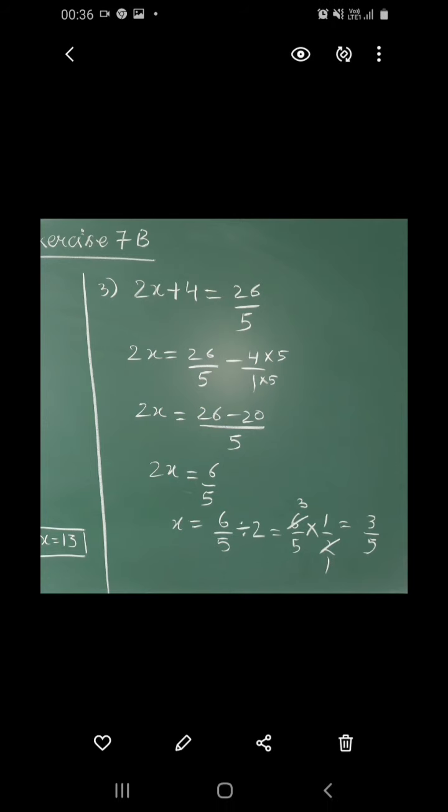And if you want to check whether your answer is right or not, you can place the value of x in the given equation and then you will be able to know that. Okay, but it is optional.